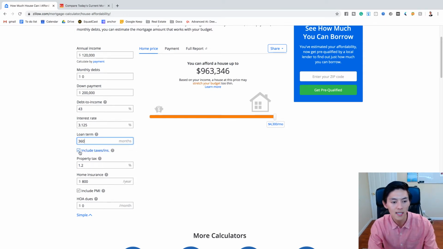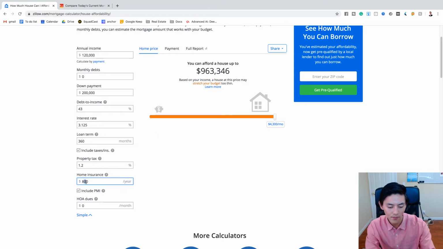You want to include taxes and insurance in this because the lenders will look at that as well. Property tax in the Bay Area is about 1.2%. So it's about 1% for the state and then about 0.2% for the county and miscellaneous city fees. Home insurance is going to be probably around $800. I usually say it's about 1% of the purchase price of the home. So in this case, we're seeing around $960. Yeah, maybe insurance could be around $850 a year.